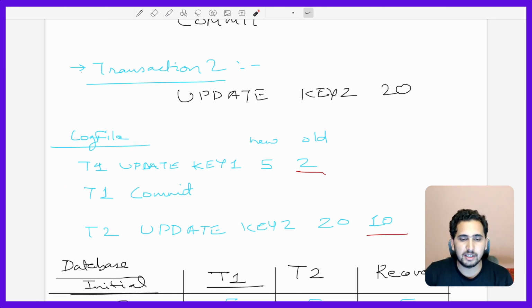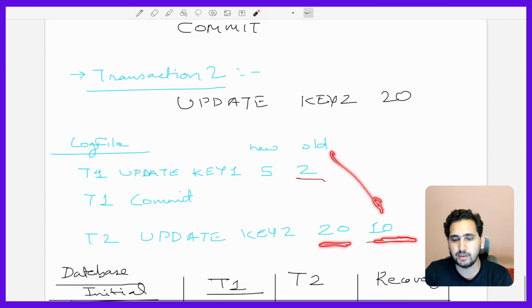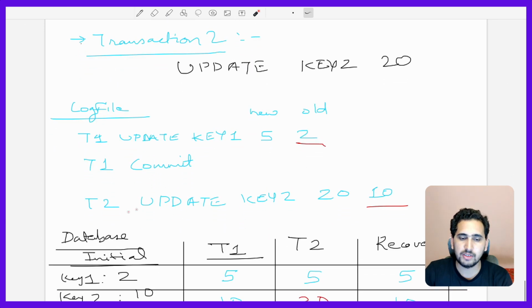This is how a log file would probably look. Different database management systems might have different formats, so I'm not getting into details of those. But one example could be: this is the transaction ID, this is the operation being done, this is the key, this is the new value, and this is the old value. Then for T1, we received a log of T1's commit. And T2 says update the value to 20 from the old value of 10, and there is no commit for this.